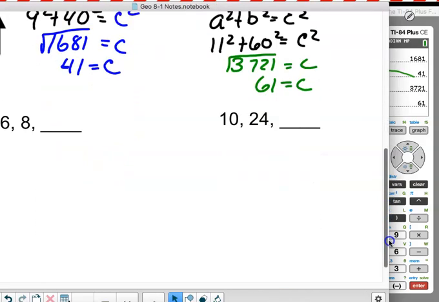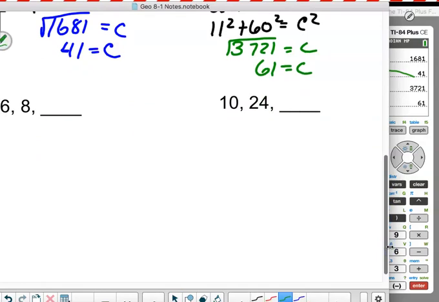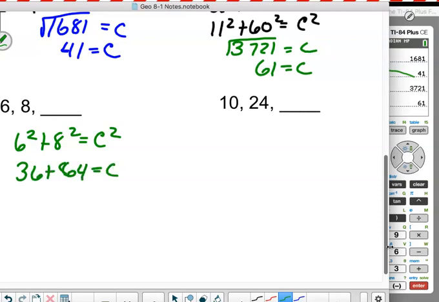Okay, our next one was 6, 8, and 10. If I go 6 squared plus 8 squared is equal to c squared, this is 36 plus 64, which equals c squared. If I take the square root, that's the square root of 100, by the way. So 10 is equal to c.